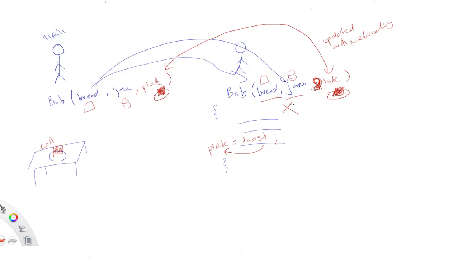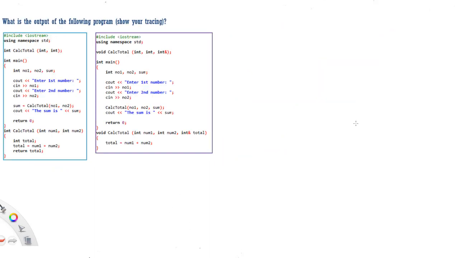Not all parameters need to be reference parameters. You can mix some with values and some with reference parameters. Just keep in mind, if you want the function to automatically send the value back to you, then you can use a reference parameter.